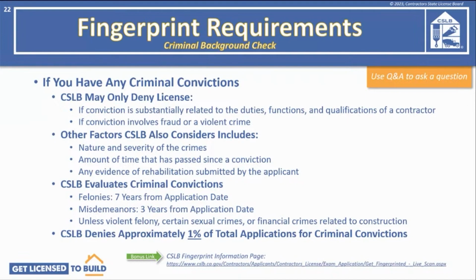CSLB evaluates felony criminal convictions, which occurred within 7 years of the application date. For misdemeanor criminal convictions, we would look back for 3 years of the application date. That's unless the convictions are for a violent felony, certain sexual crimes, or financial crimes related to construction. CSLB denies only 1% of the total applications we get based on criminal convictions. You'll also note the bonus link to our fingerprint information page.